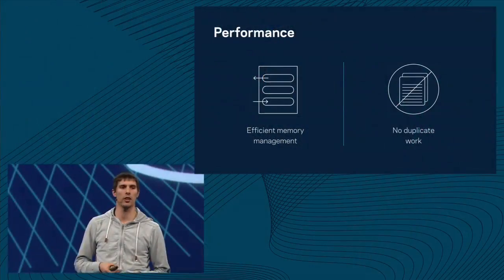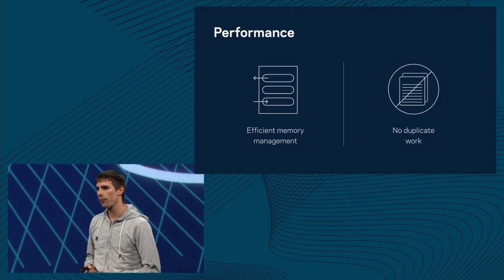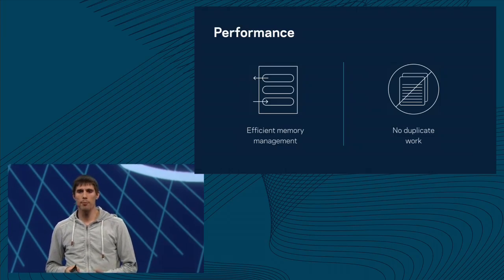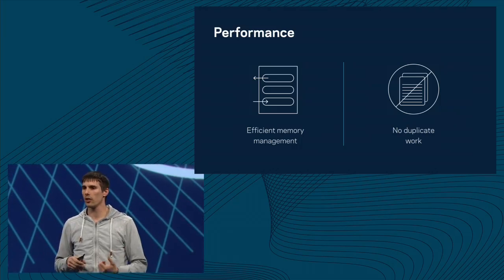All right, let's now talk about performance. Some of the performance benefits of Fresco are efficient memory management. For example, we make extensive use of pooling, and most of our memory-demanding structures live on the native heap, hence avoiding allocations and garbage collections. And then there is no duplicate work. For example, if two image requests simultaneously attempt to download the same image, only one network fetch is going to be performed.